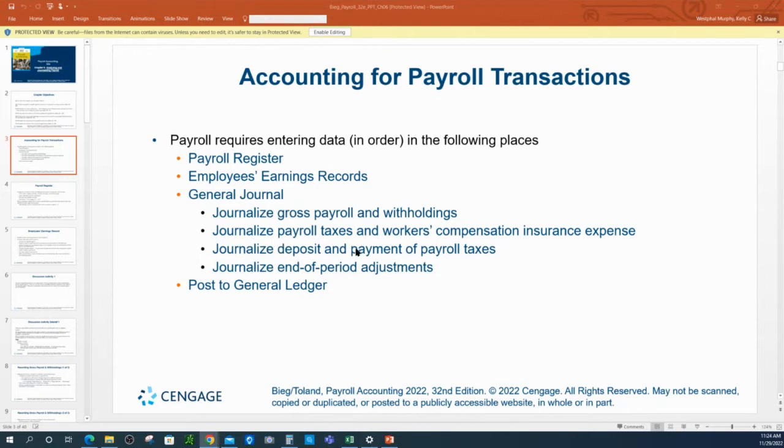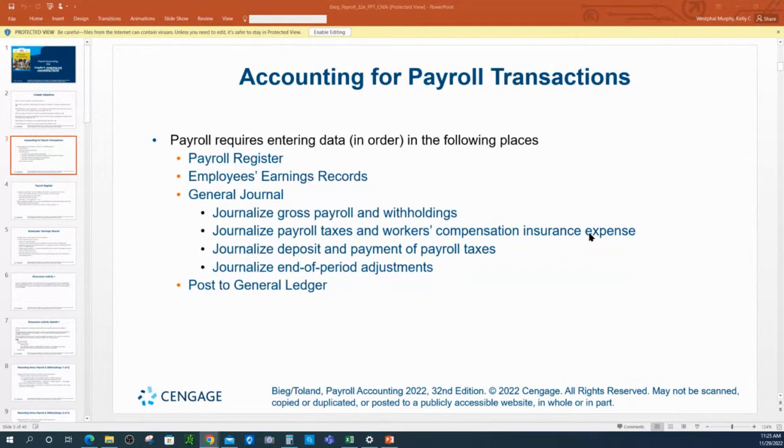Then we also have to journalize the payroll taxes that the employer owes, their portion of Social Security, as well as maybe FUTA taxes and SUTA taxes and stuff like that. We have to journalize those at the same time that we journalize the payroll, as well as any workers' compensation insurance expense.